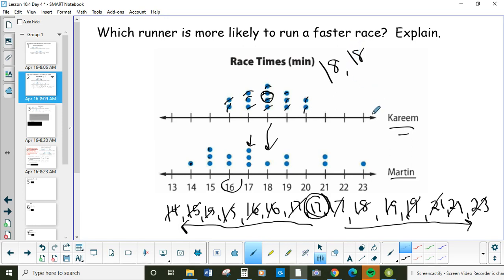So I could say, you know what? The median for Martin is 17 minutes. The median for Kareem is 18 minutes. So although Martin is lazy at times, because he has a lower median, and lower means better because these are race times, Martin is usually the faster runner of the two.